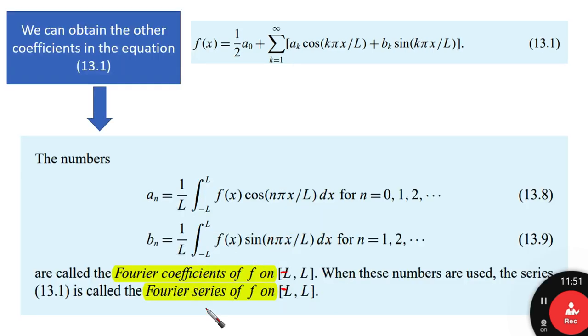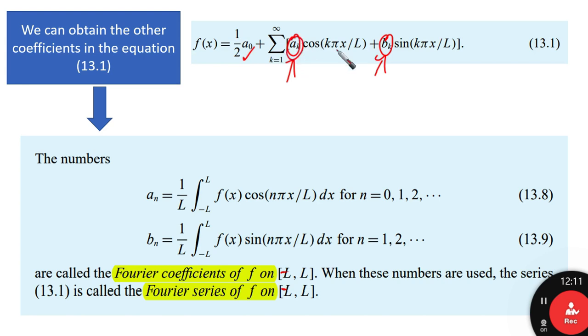Now let's obtain the remaining coefficients. Remember that we want to obtain ak and bk. We can obtain the other coefficients in the equation. Already we obtained a0, and we know how to obtain it.